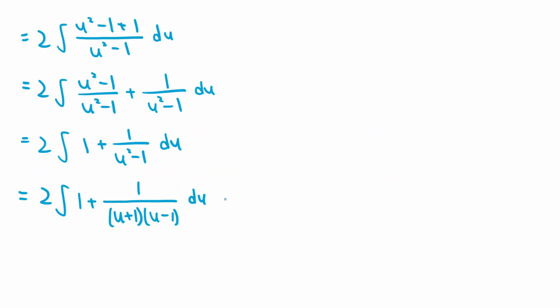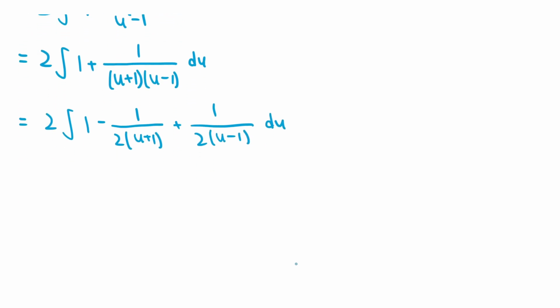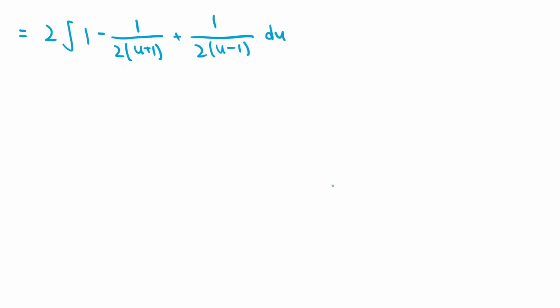So since we worked out how we can rewrite 1 over u plus 1 times u minus 1 as a sum of smaller fractions, the expression becomes 2 times the integral of 1 minus 1 over 2 times u plus 1 plus 1 over 2 times u minus 1 du. So this is good because we can easily integrate each term separately.